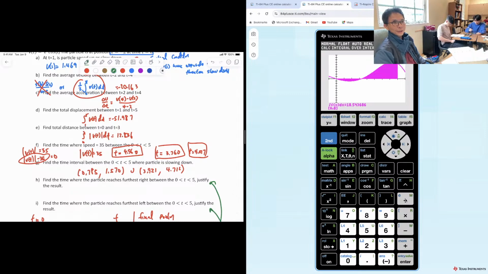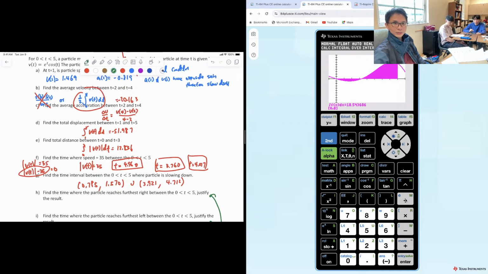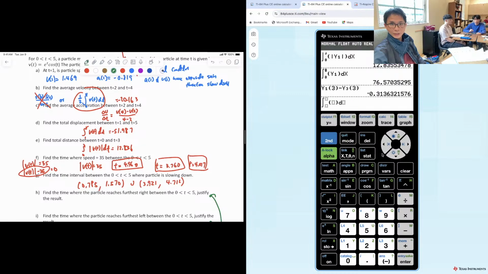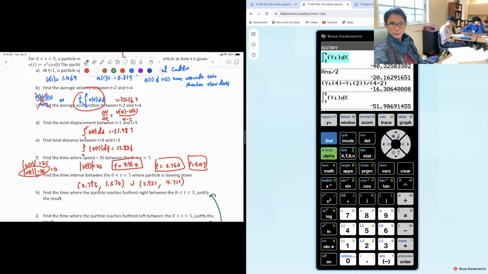So finding the total displacement is the integral of the absolute value of v of t dt. So it's negative 51.987. Oh, did I get the average acceleration number? Wait, hold on a second, let me go back and check. Negative 16.306, right? Yes, so this one is negative 16.306.